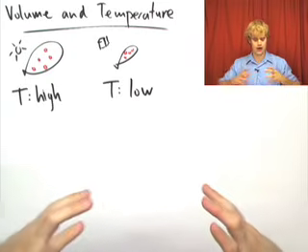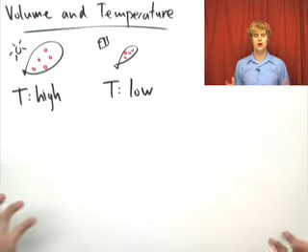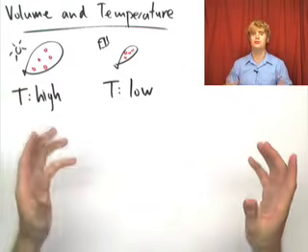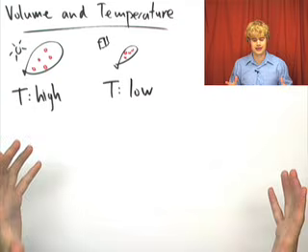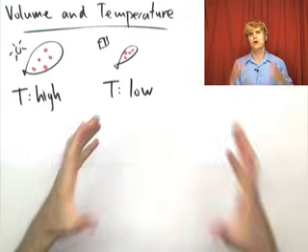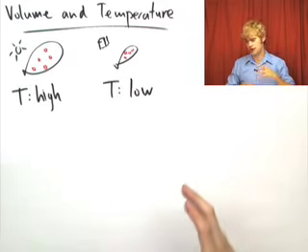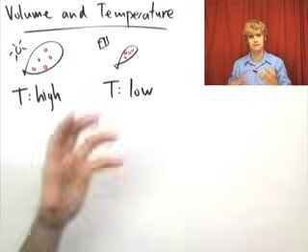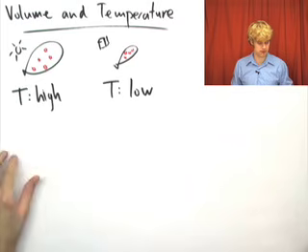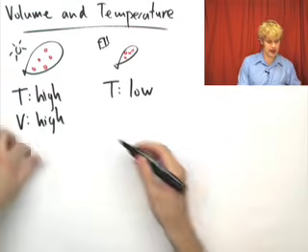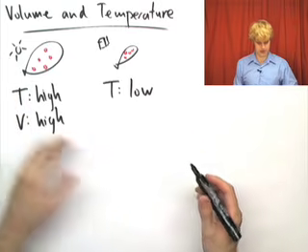Think about the size of room that we need to contain a whole bunch of totally hyperactive kids who are running around all over the place. And then on the other hand, we'd only need a much smaller room to hold the same number of kids that are really sleepy and really tired. They're not going to be moving around nearly as much. So we see here that the volume, relatively speaking, is pretty high when the temperature is high.